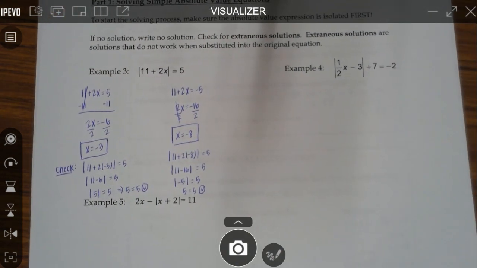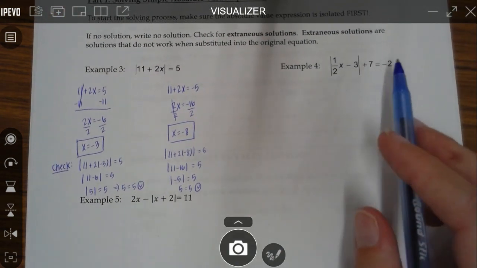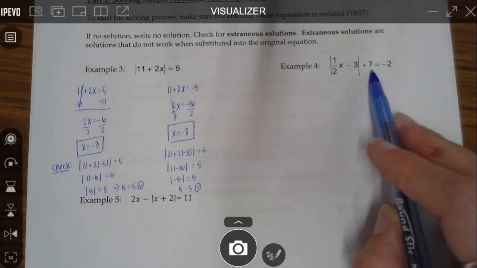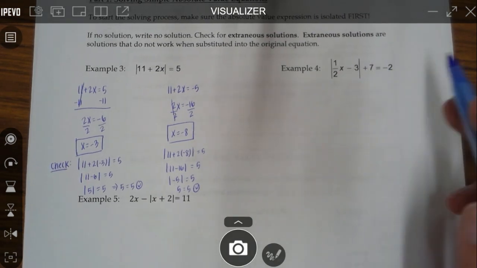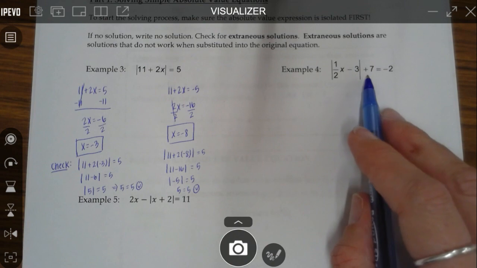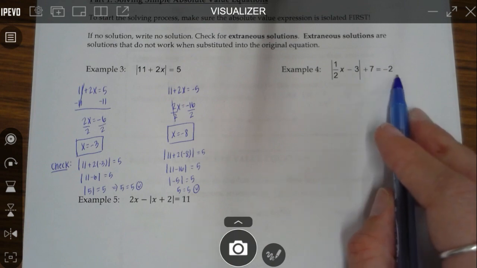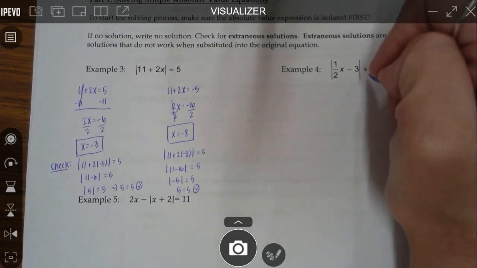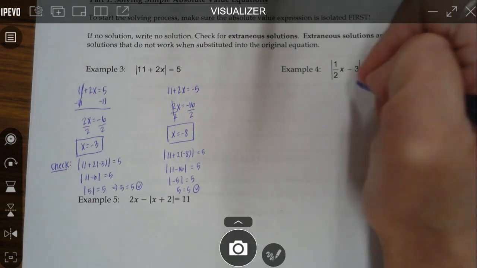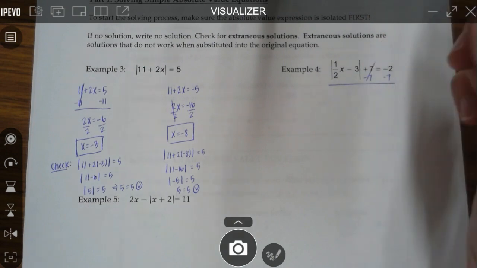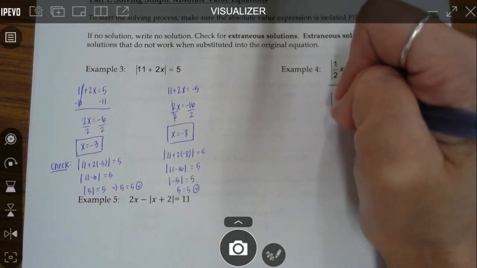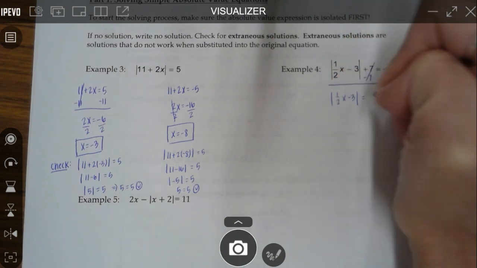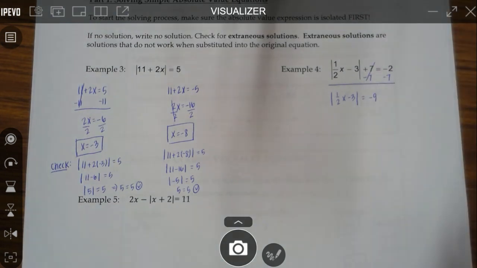All right, let's look at example 4, a little bit different because this time I do have other things going on outside of the absolute value bars. So the first thing I need to do is get rid of this to the other side before I can split my equations. So the first step here is to undo that 7, and I get the absolute value of 1/2 x minus 3 is equal to -9.